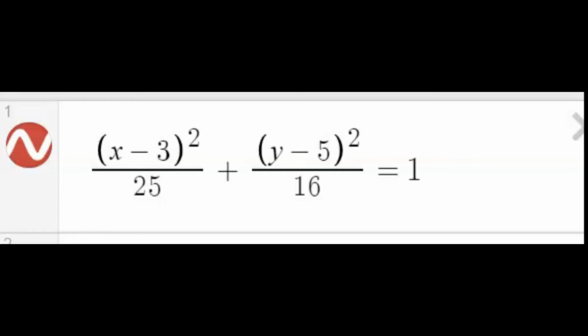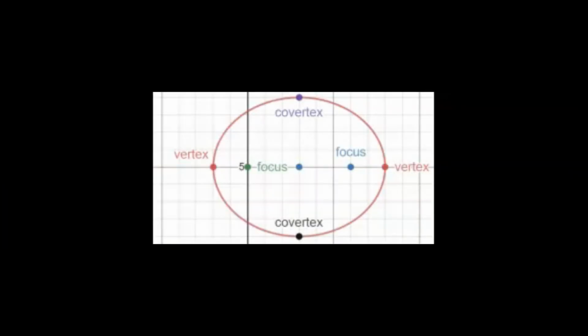What would happen if we change the equation a little bit? Instead of having the positive 25 underneath the y part of it, what if we put the larger denominator, that positive 25, underneath the x part of our equation? How would that change the graph? This is what our graph would look like now. Notice that the long part, instead of going up and down, is now going left to right. So instead of going vertically, the major axis is now going horizontally. So that's basically what the change indicates.